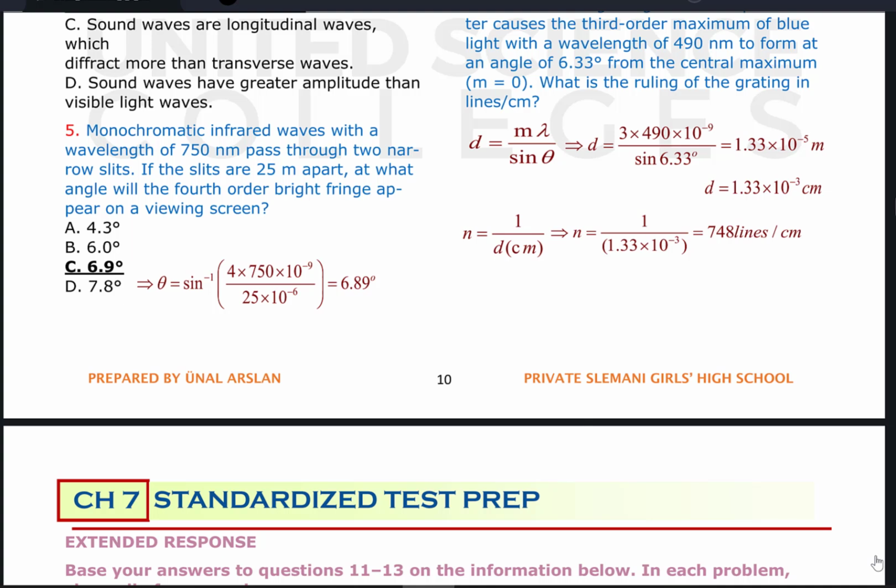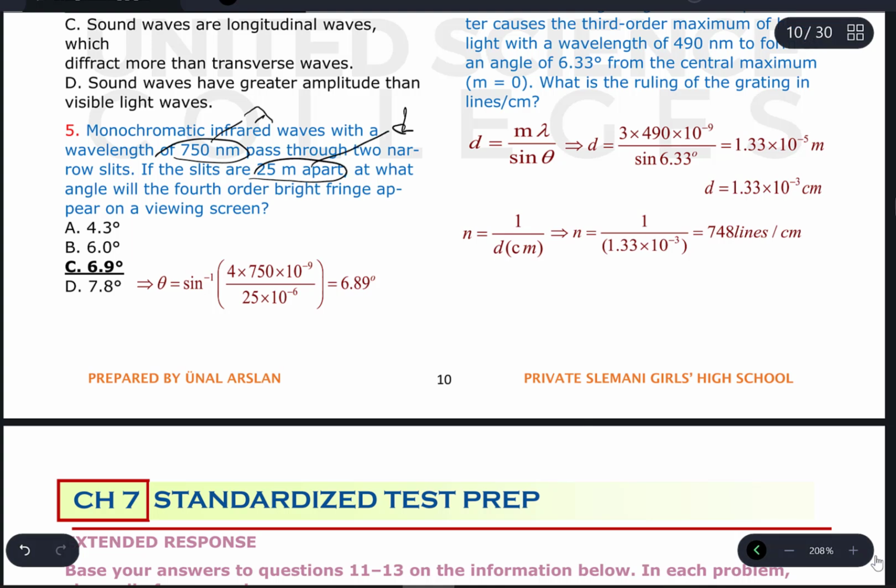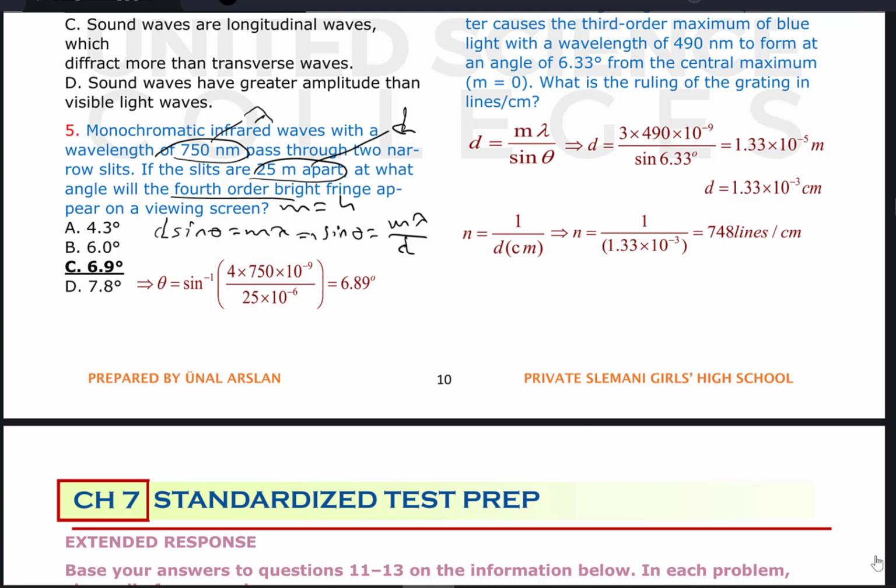Question number 5. Monochromatic infrared waves with a wavelength of 750 nanometer, which is lambda, pass through two narrow slits. If the slits are 25 centimeter apart, which is d, at what angle will the fourth order bright fringe appear? So m is equal to 4. Use the constructive interference equation, d sine theta equals m lambda. Then sine theta is m lambda over d, and theta is inverse sine of m lambda over d. m is 4. Lambda is 750 nanometer, convert to meters by multiplying by 10 to the power negative 9. The d is 25 centimeter.